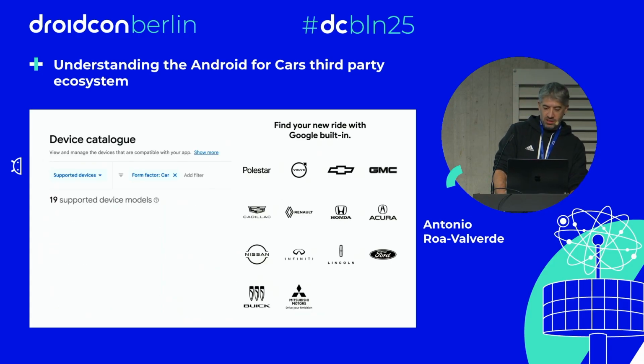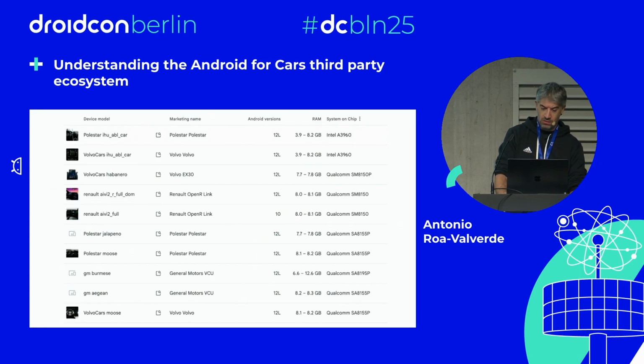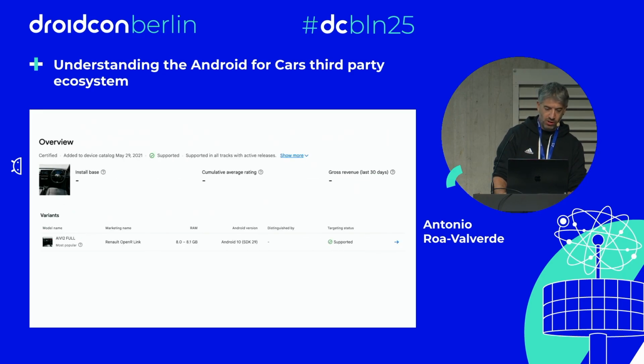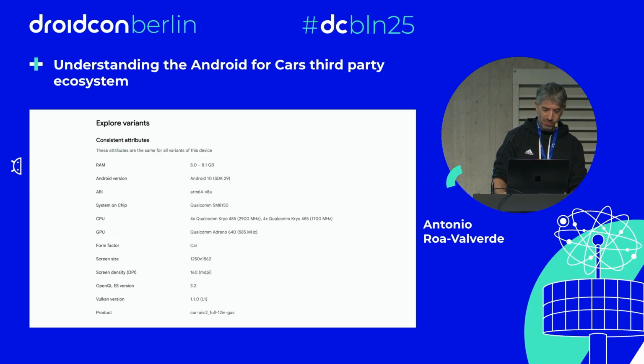Something interesting about Google Play is that here you can see the different devices that are supported. At the moment, there are 19 different devices supported from different OEMs, and they look like this. This is a little part of them. You can even click and get some information. You can see the install base of your app, the ratings, and the revenue that you are making through the different head units in this case. And then you can even get further information like display sizes and the operating system version and so on.